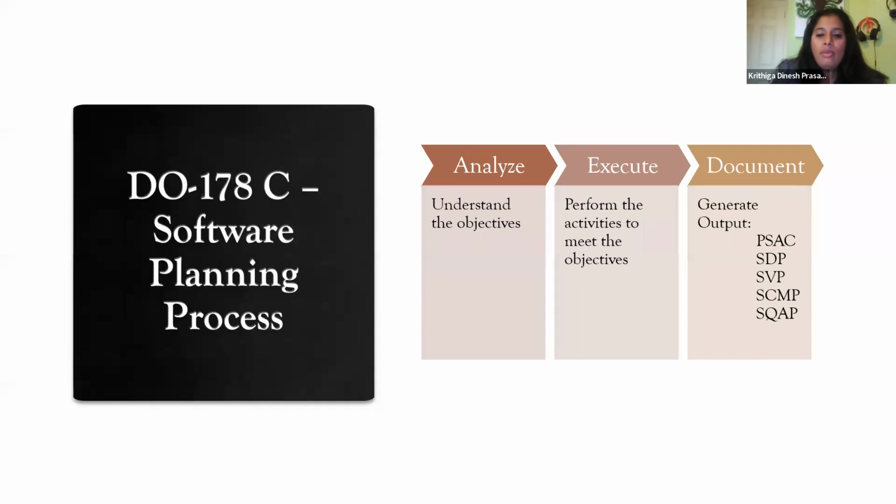So first and foremost, we have to analyze the objectives of the planning process, then we need to understand what activities need to be performed. Once we know the objectives, and once we perform the activities to meet the objectives, the next step is the output you are generating from those objectives. In the case of the planning process, it would be your software plans. In the DO-178C world, it would be PSAC, SDP, SVP, SCMP and SQAP. PSAC is the plan for software aspects of certification. SDP is the software development plan. SVP is the software verification plan. SCMP is the software configuration management plan. And SQAP is the software quality assurance plan. So those would be the outputs.